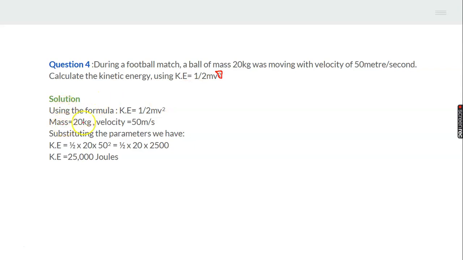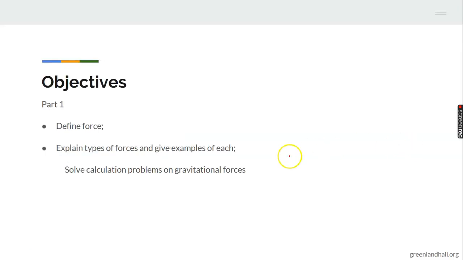So, solution now. Using this formula, we have mass of 20 kg, we have velocity of 50 meters per second. Substituting these into the equation, m is 20, v is 50 squared. So you have to do the squared first, which will give you 2500, times 20. Then you find half of what you've gotten, and the answer gives you 25,000 joules. Don't forget, that's the SI unit for work done, or kinetic energy, or energy generally.